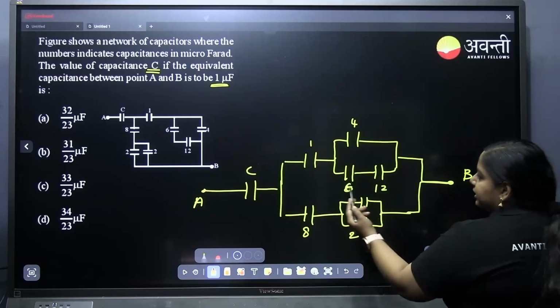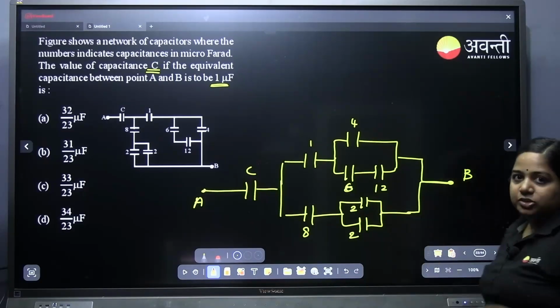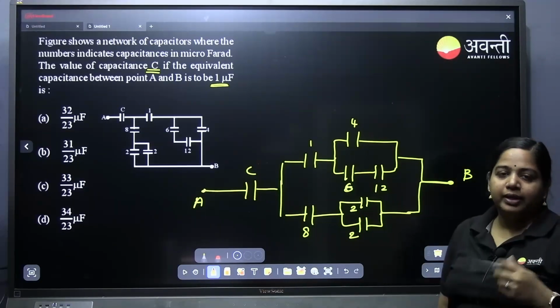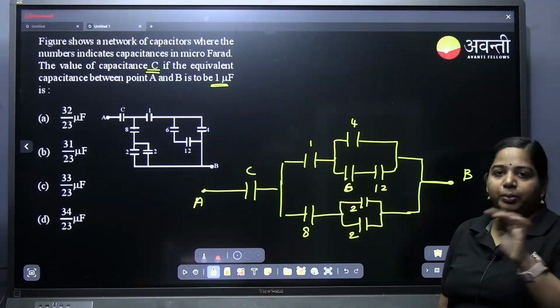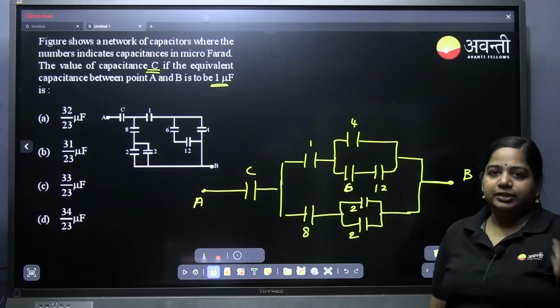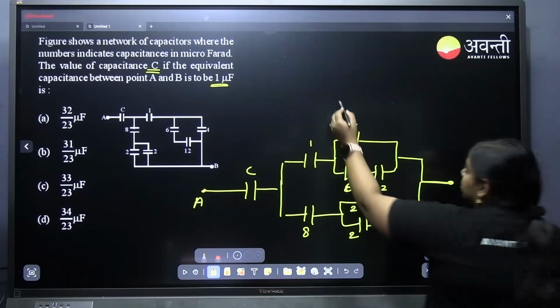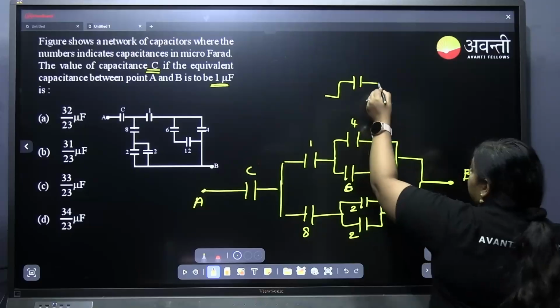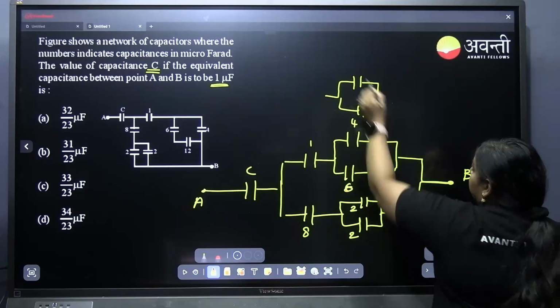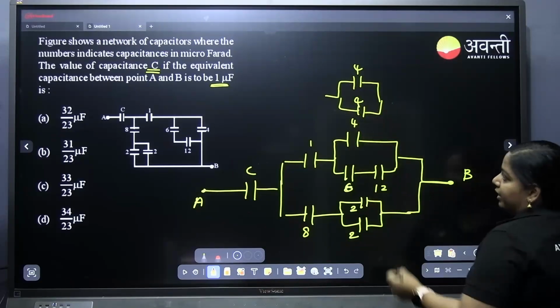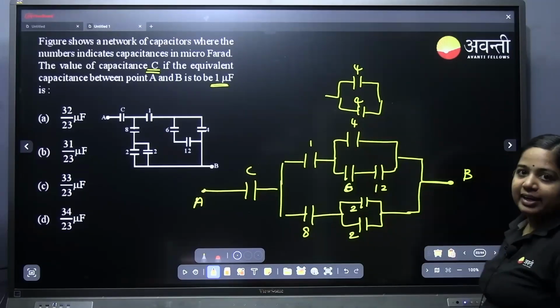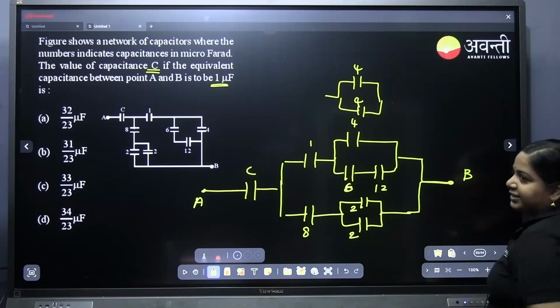Okay, here 6 and 12 in series. So 1 by 6 plus 1 by 12 will be equal to 2 plus 1, that is 3 by 12. If you take reciprocal, it will be 4. So this will become 4 and 4 in parallel. For parallel we will directly add, so this will become 8.